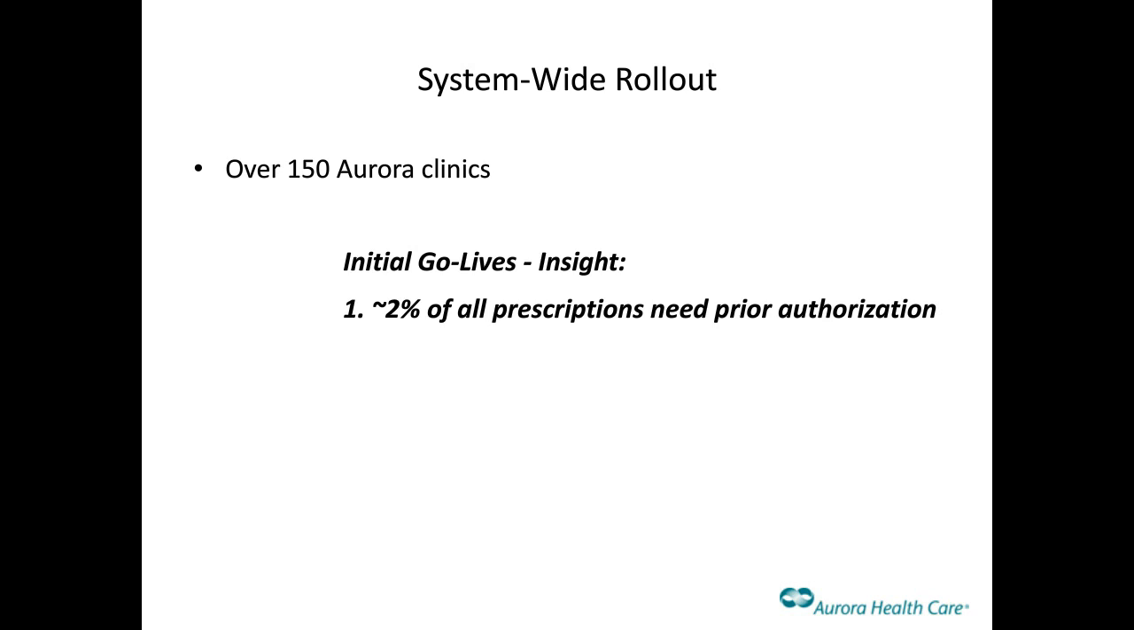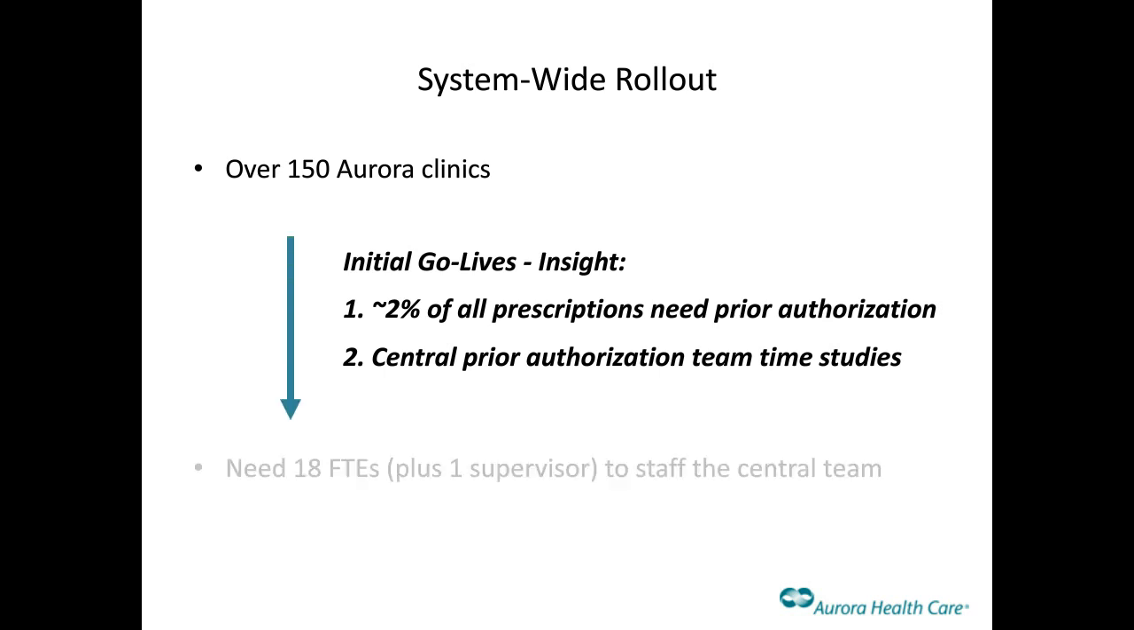That was something we had received initially from Surescripts as an estimate that we would get between 1 to 3% of all scripts resulting in a prior auth to our central team. But that was something we were able to validate as a rough estimate in our initial sites, which was very important for us to be able to determine how much work we were going to be doing to support this across the system. We took into account central prior auth team time study. So with those pilot sites, how long was it taking us at the central team to get through the prior authorizations? And so through all of these different elements, we brought that together and did some math and estimated that it would take about 18 FTEs plus a supervisor to staff that central team.